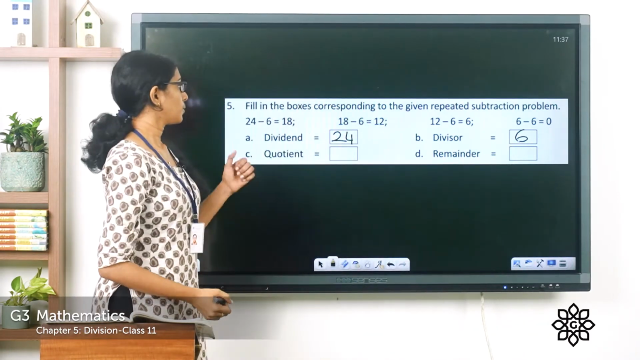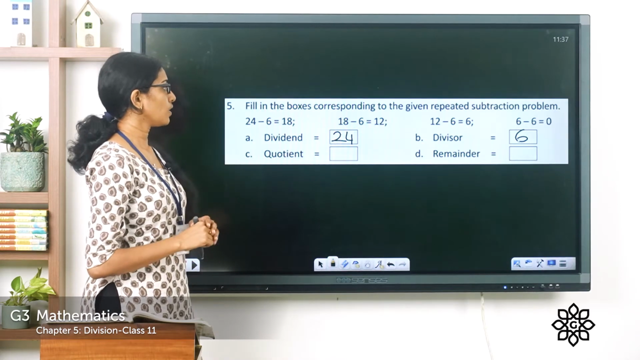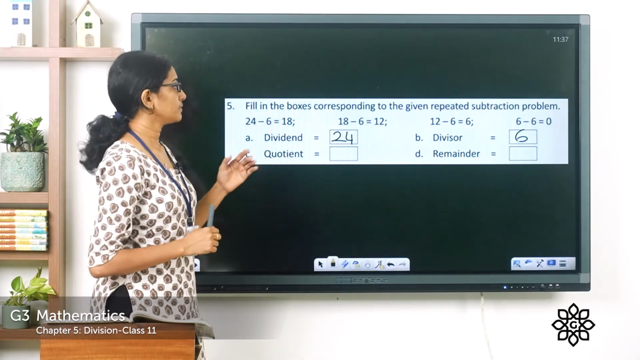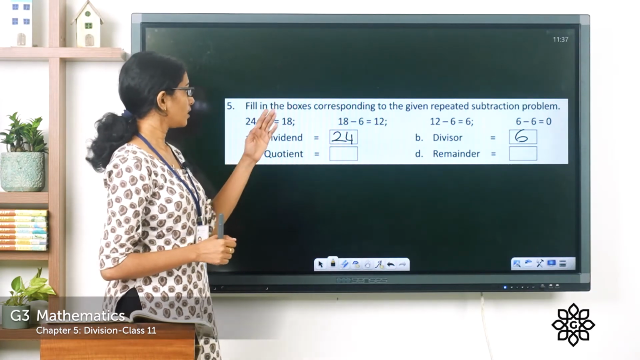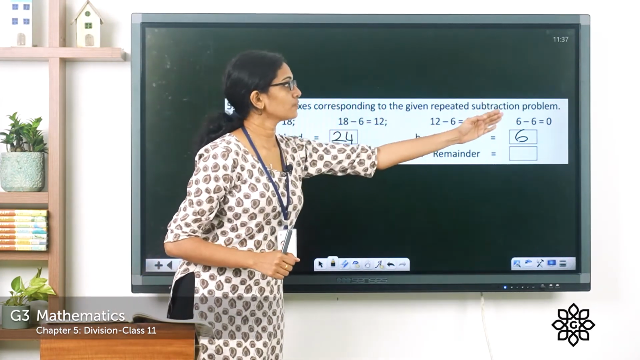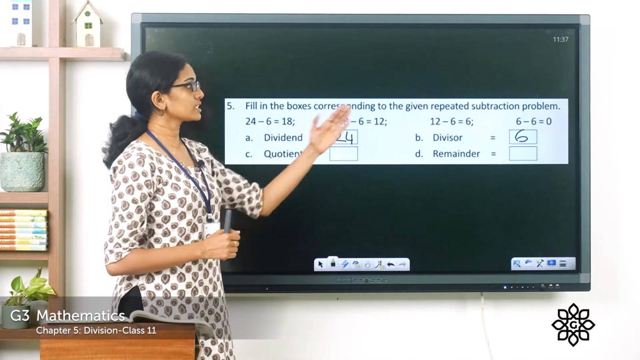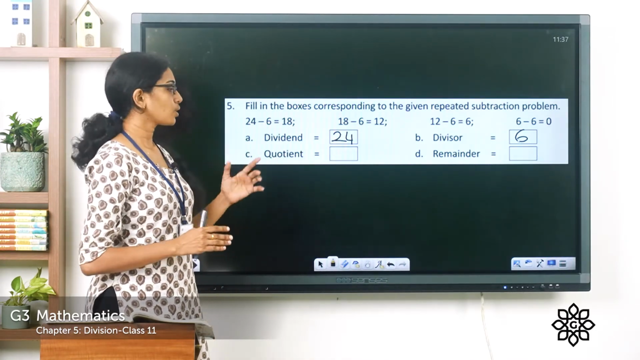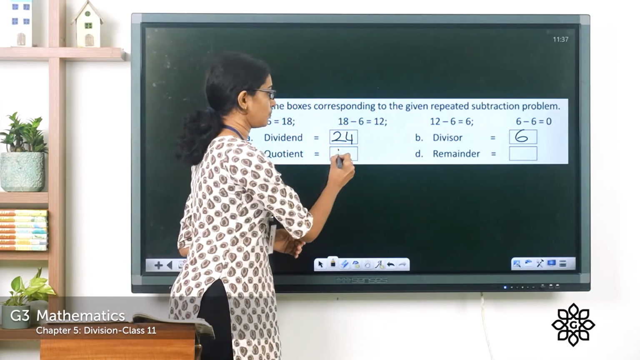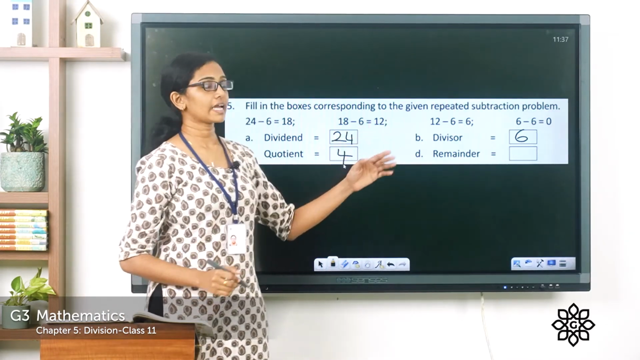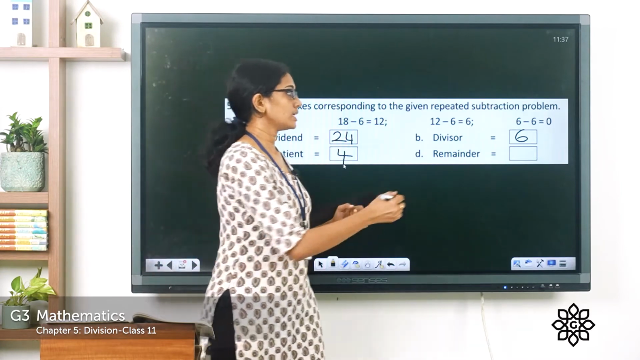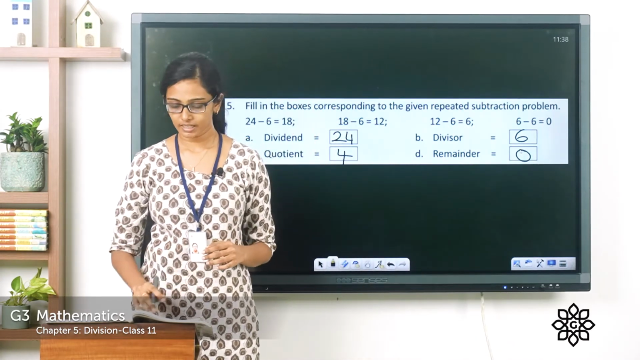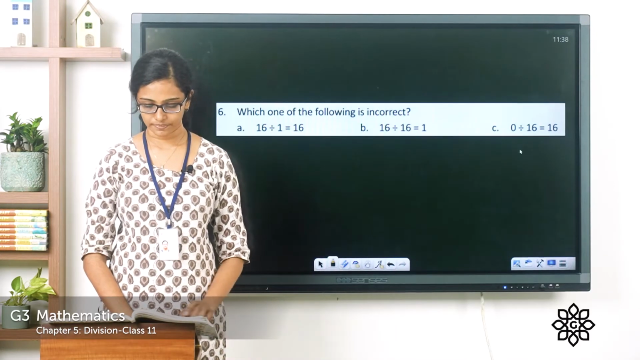And what about the quotient? 24 divided by 6. How many times did we subtract before we got 0? 1, 2, 3, 4. So when we reached 0 finally, we had subtracted 4 times. So our quotient will be 4. And is there any remainder? No. So let's write remainder is equal to 0. Clear?